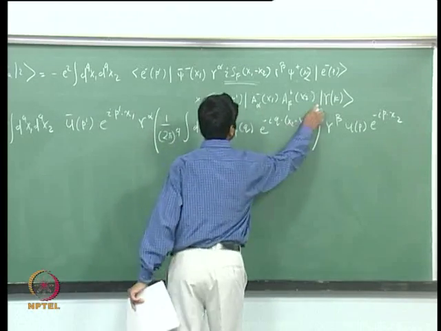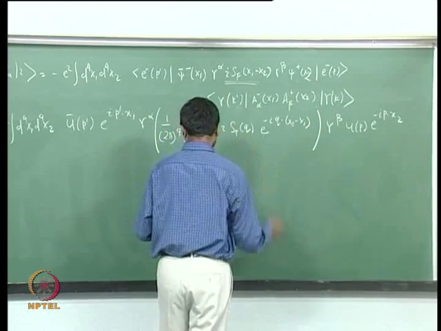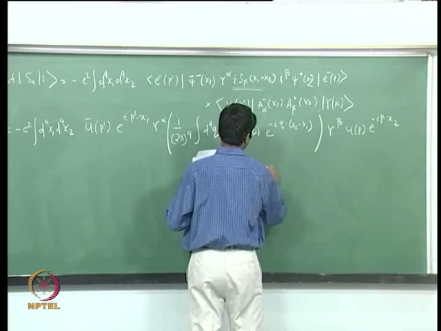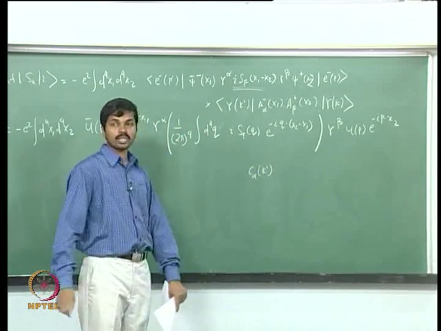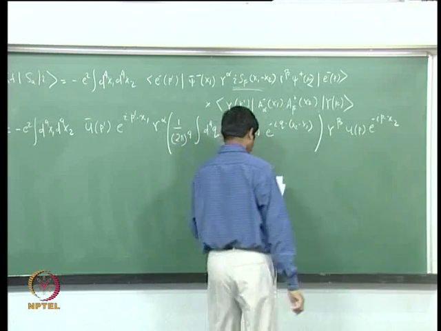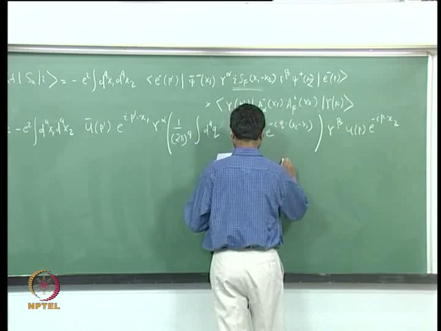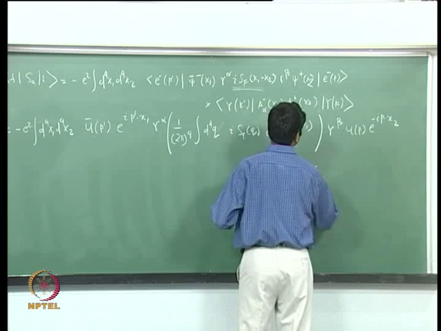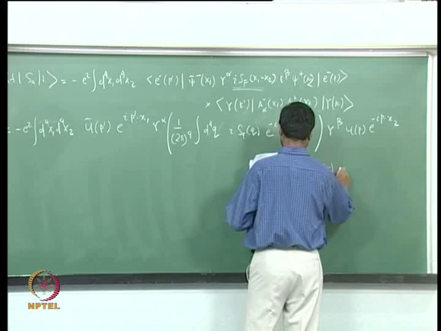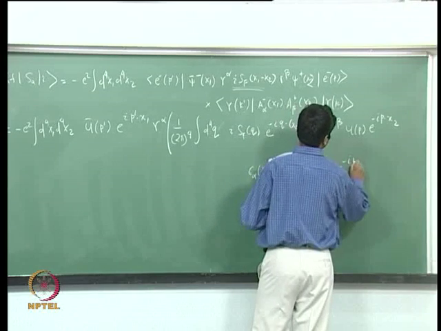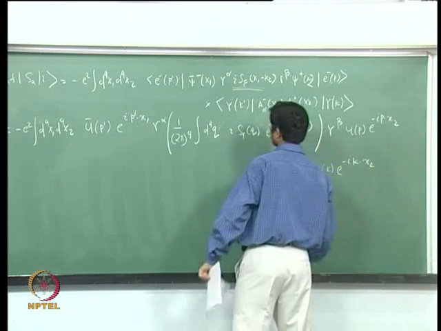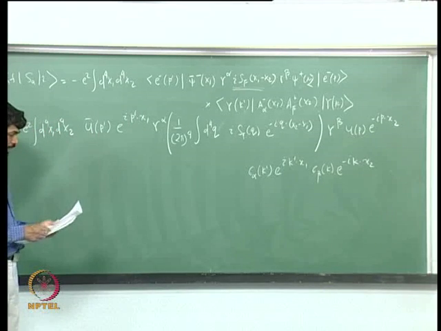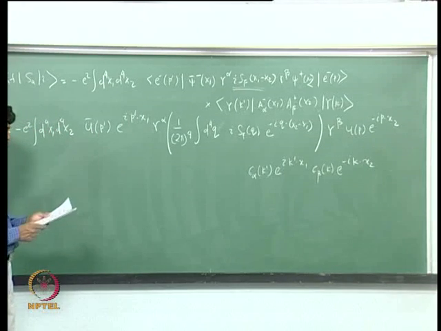Then finally I have this, which is nothing but epsilon alpha of k prime. I am suppressing the spin as well as the polarization indices, e to the power i k prime dot x1, and epsilon beta of k e to the power minus i k dot x2. That is all I have. So let us rearrange all these terms and then see what we get.